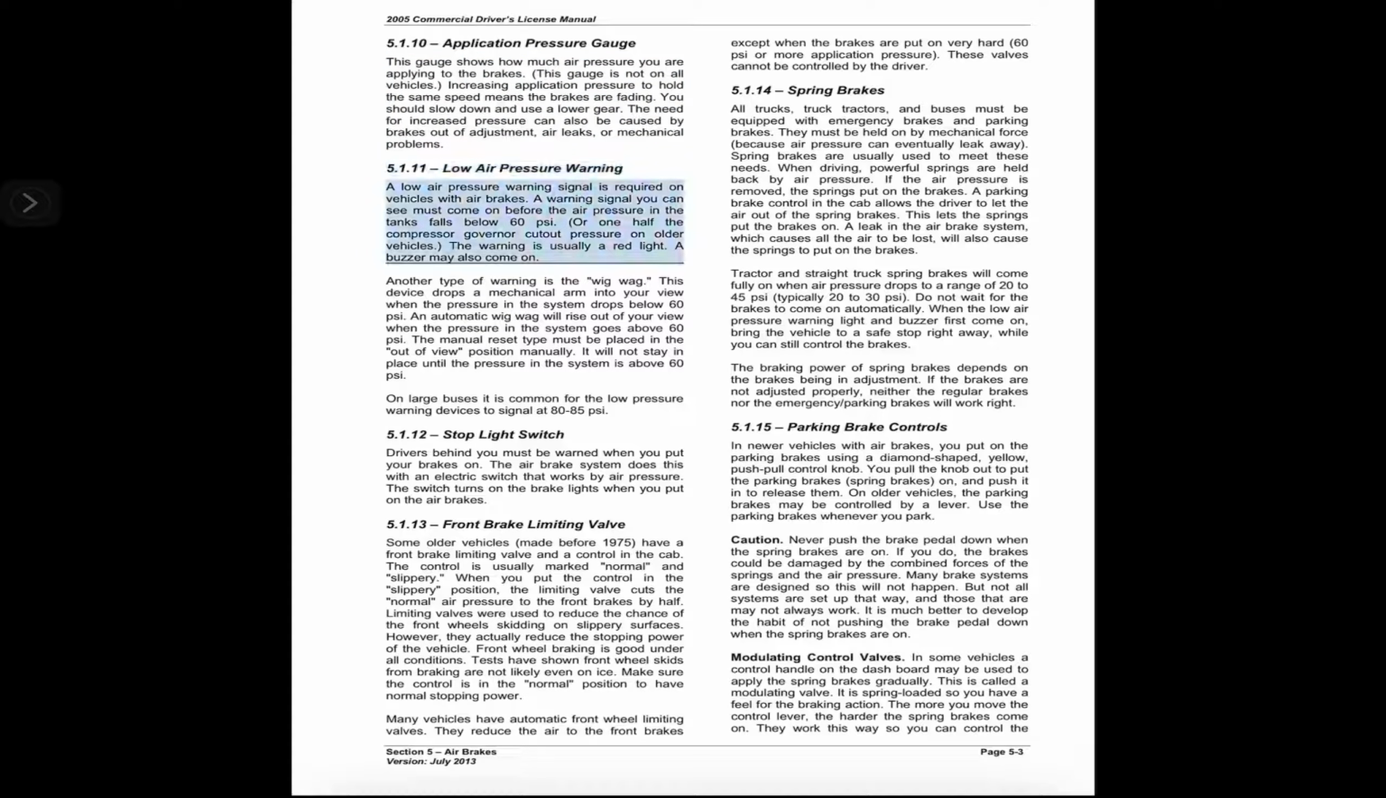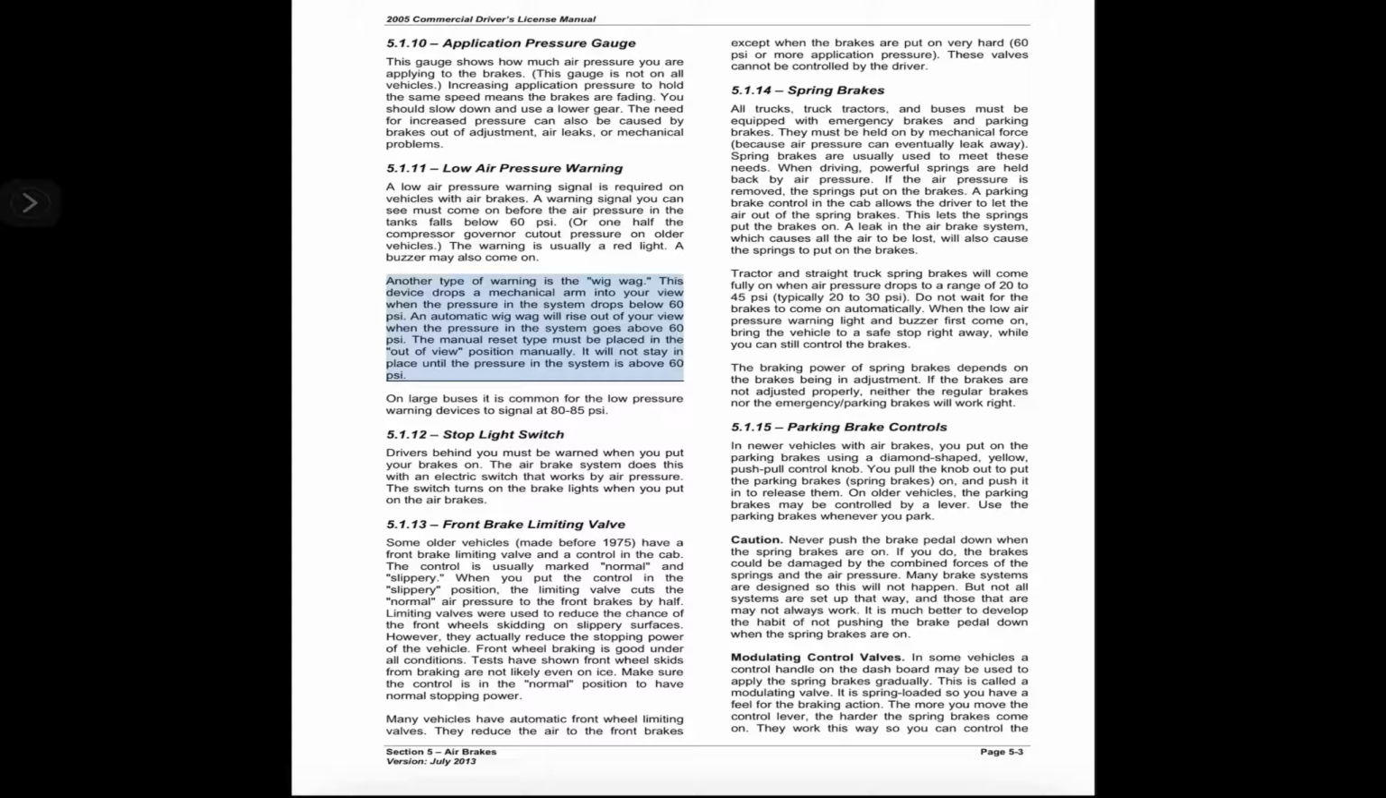Low air pressure warning. A low air pressure warning signal is required on vehicles with air brakes. A warning signal you can see must come on before the air pressure in the tanks falls below 60 psi, or 1/2 the compressor governor cutout pressure on older vehicles. The warning is usually a red light. A buzzer may also come on. Another type of warning is the wigwag. This device drops a mechanical arm into your view when the pressure in the system drops below 60 psi.